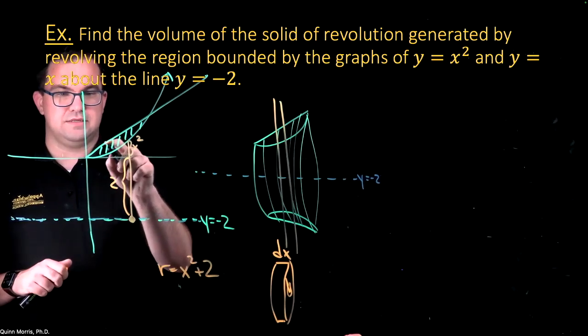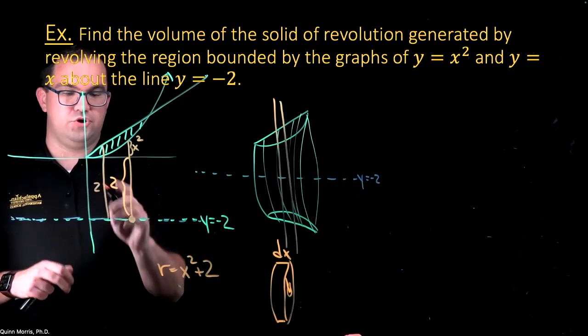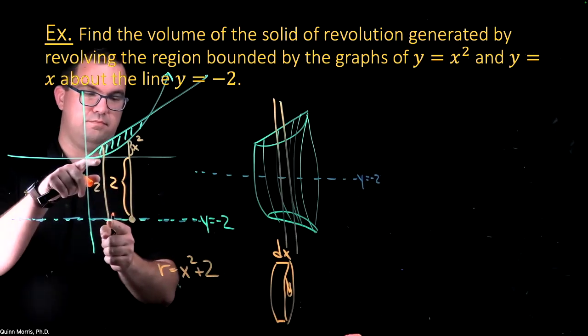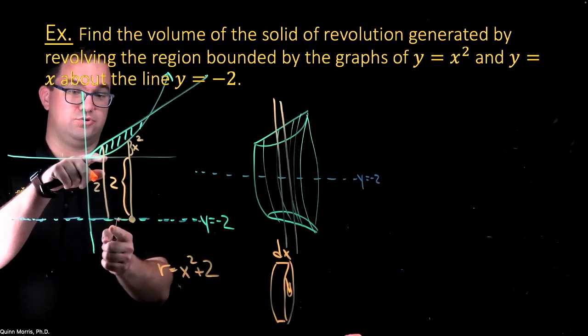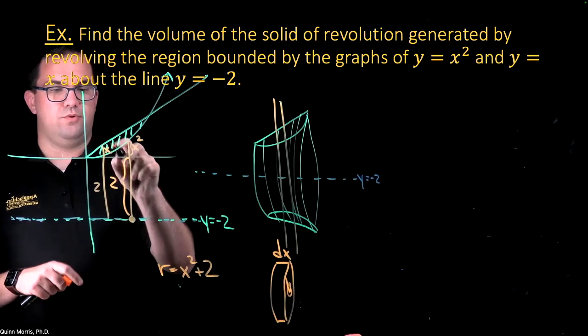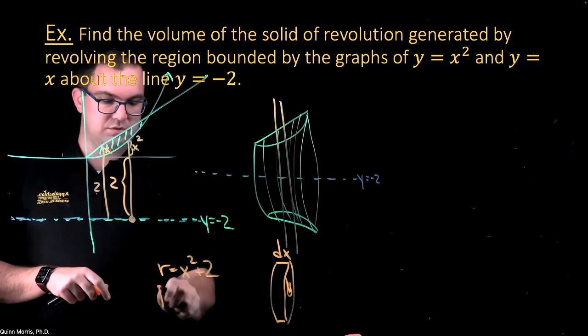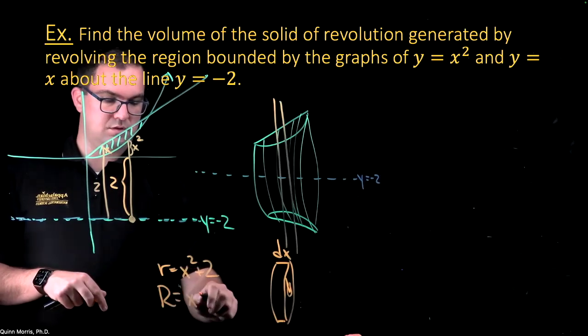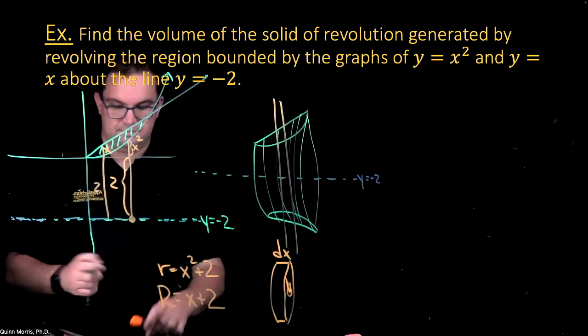My outside radius, again, will be the distance, say, from here to here. It'll be 2 as we go from the axis of rotation to the actual x-axis. And then this height here will just be equal to x, because this goes up to the line y is equal to x. So the outside radius is x plus 2. Okay.